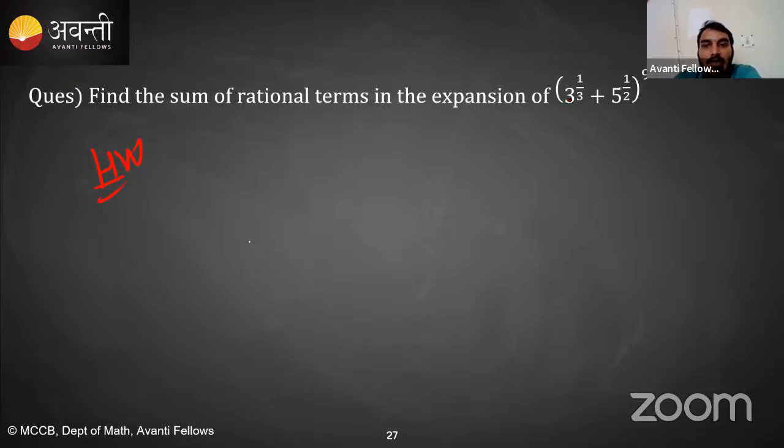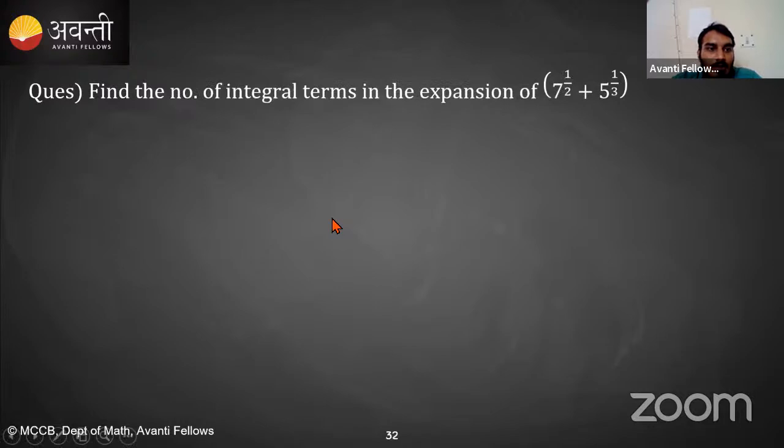Okay, I will give you a hint. What you have to do is find the rational terms. First of all, write down the general term, and then see which are the values of r. You remember the values of r for which I can remove these radicals. So find the sum of the rational terms first, and the second is the same question.